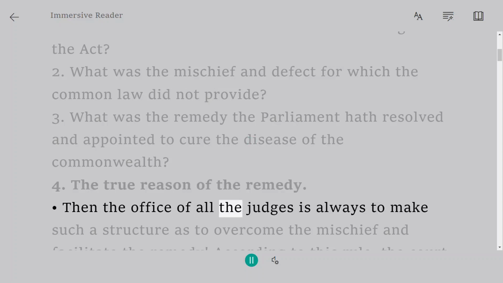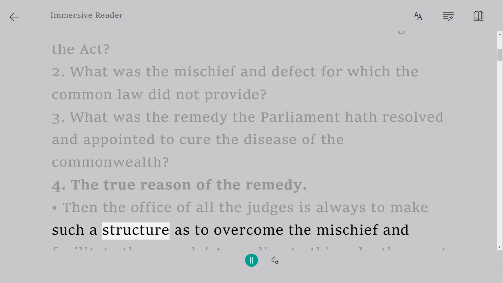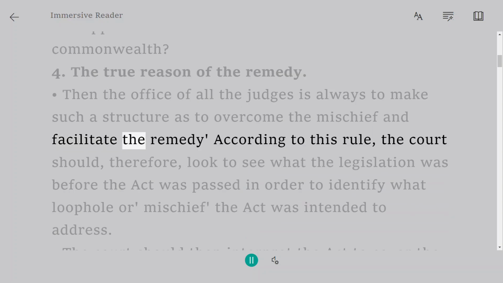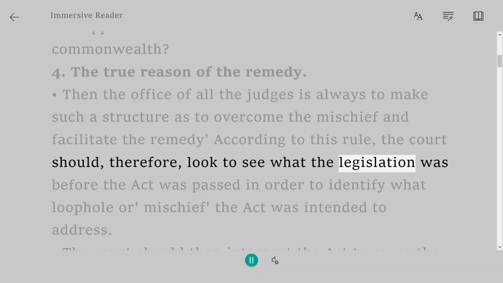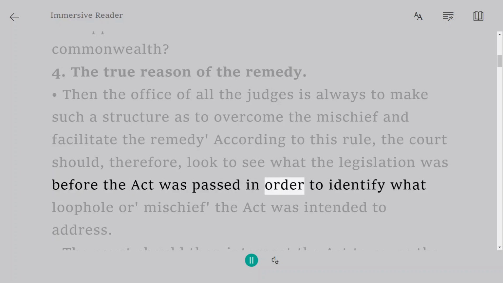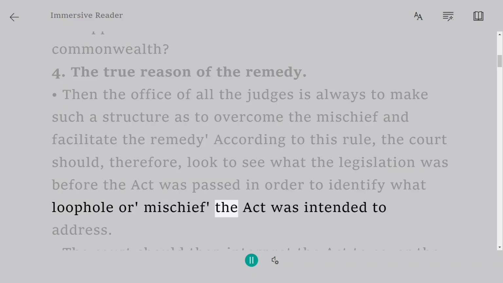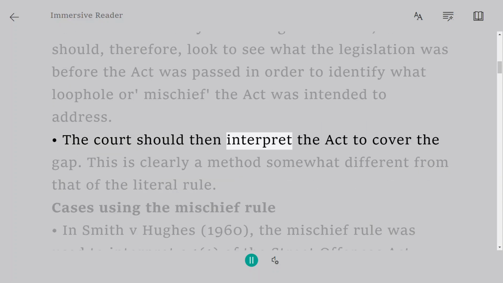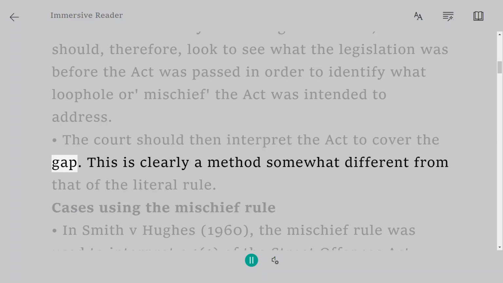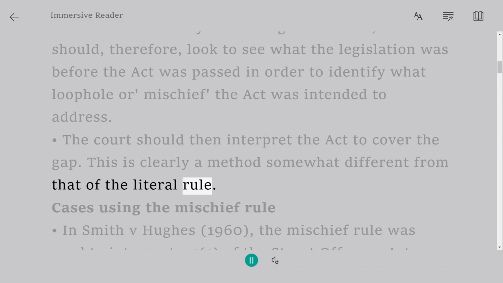Then the office of all the judges is always to make such a structure as to overcome the mischief and facilitate the remedy according to this rule. The court should, therefore, look to see what the legislation was before the act was passed in order to identify what loophole or mischief the act was intended to address. The court should then interpret the act to cover the gap. This is clearly a method somewhat different from that of the literal rule.